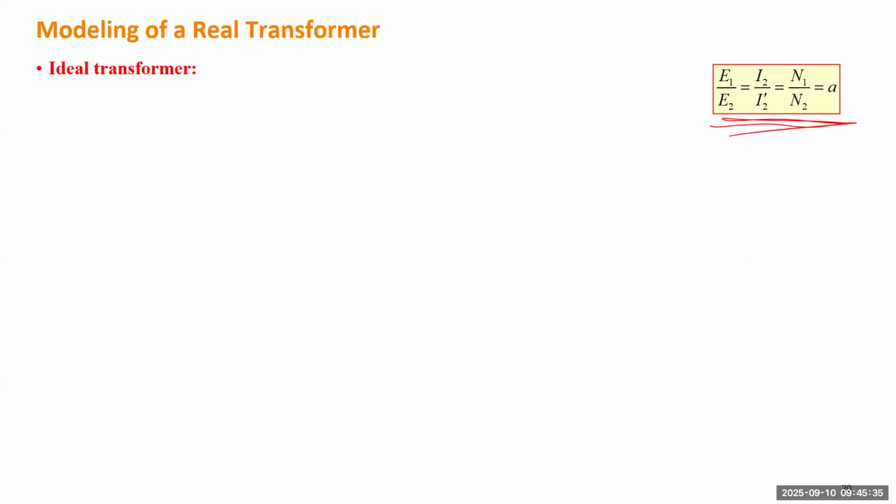So how to model a real transformer? We start from the ideal transformer. This is the principle we know, right? The ratio of voltage is equal to the ratio of number of turns, which is defined to be a, which is just N1 divided by N2, because of the power balance, conservation of energy.